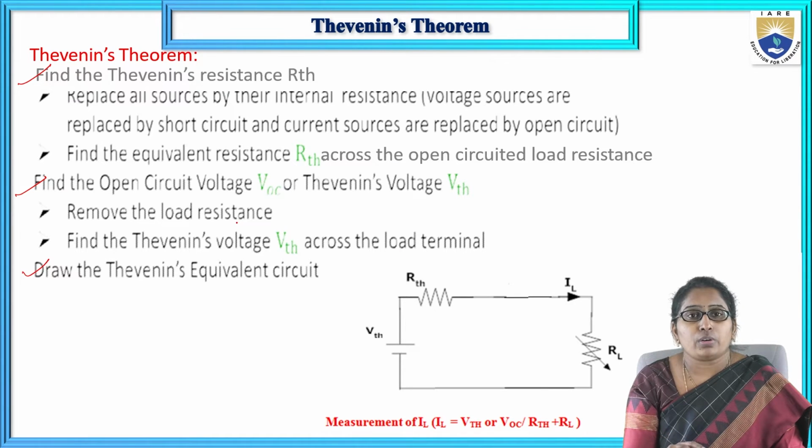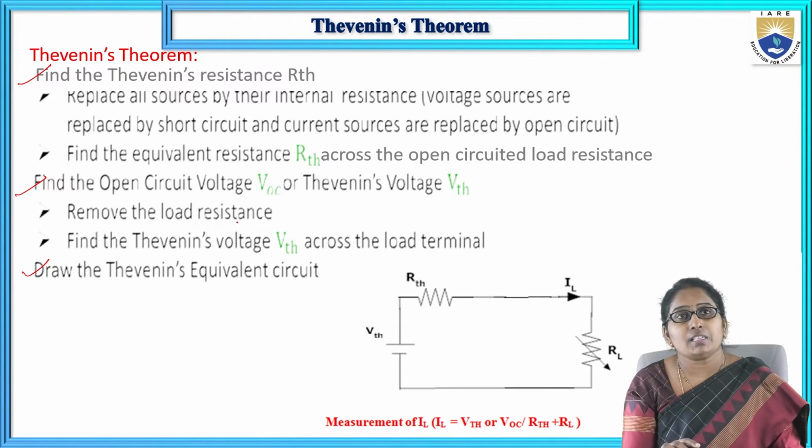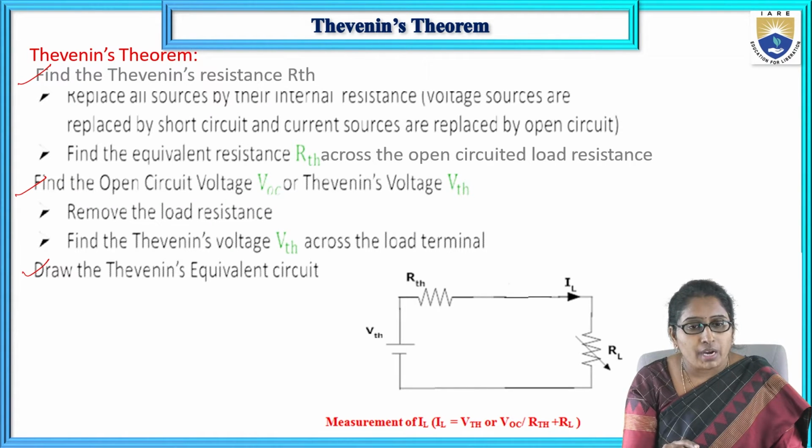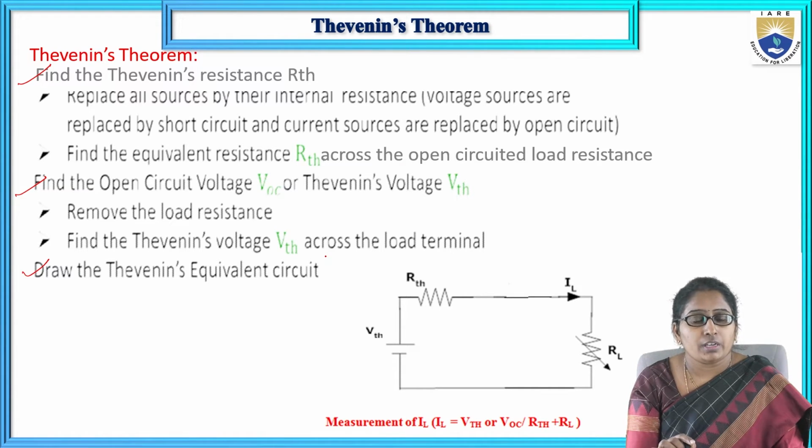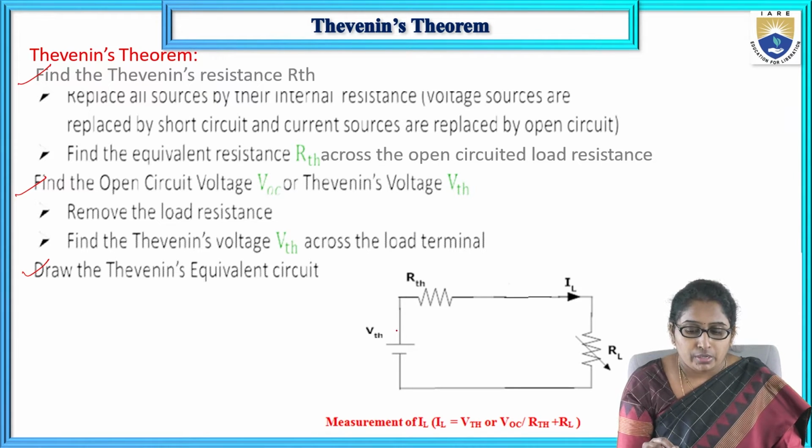Simply removing the load resistance, that means the resistance where we are interested in finding the current, remove that and there find the voltage, that is VTH. Okay, find the VTH there. That is the second step. Then the third step is draw the equivalent circuit and finally find the load current. That means current in the element in which we are interested.